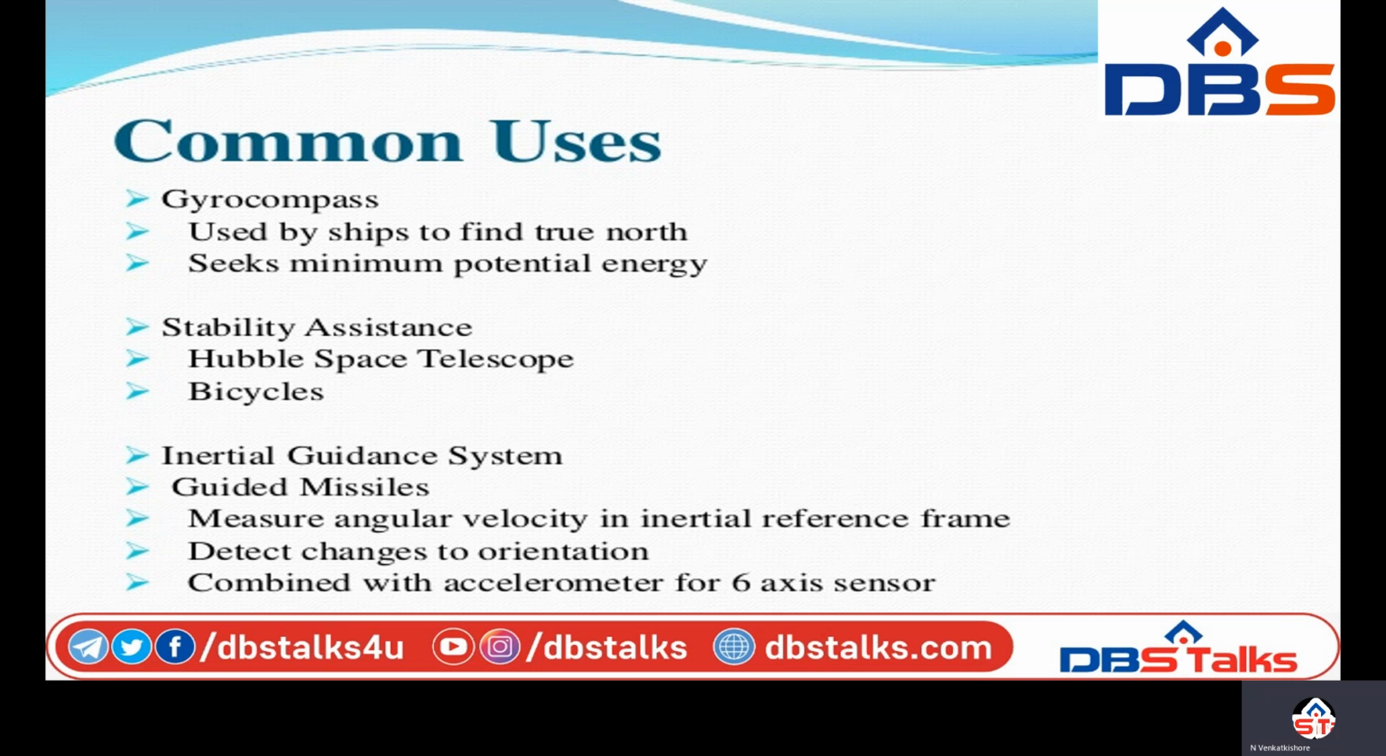Where are these gyroscopes commonly used? In stability systems and the gyrocompass, which is used by ships to find true north and seek minimum potential energy. Stability systems are also used in telescopes and bicycles. Then there are inertial guidance systems in guided missiles, which measure angular velocity in an inertial reference frame and detect changes in orientation, combined with an accelerometer for a 6-axis sensor.